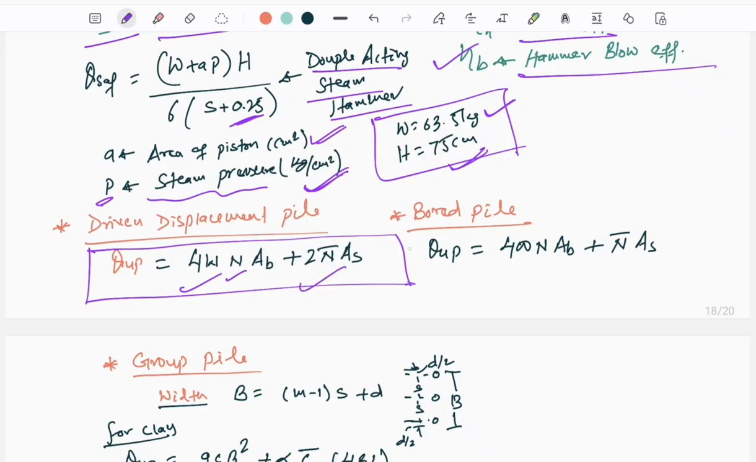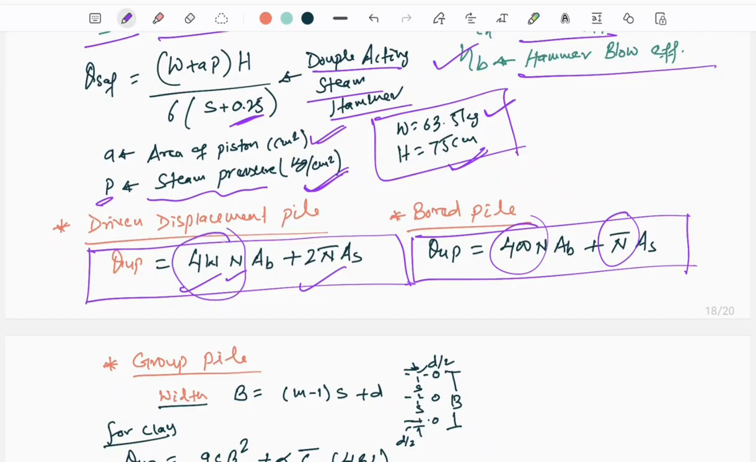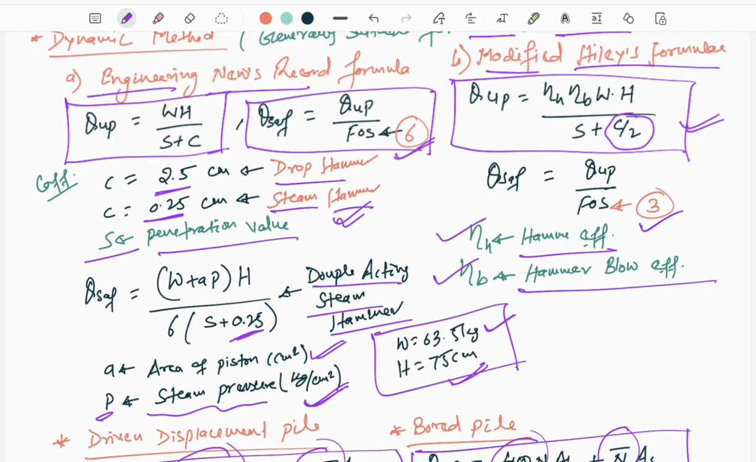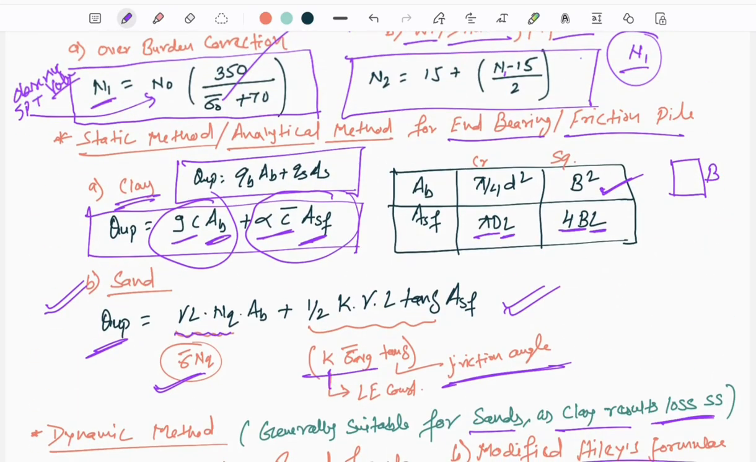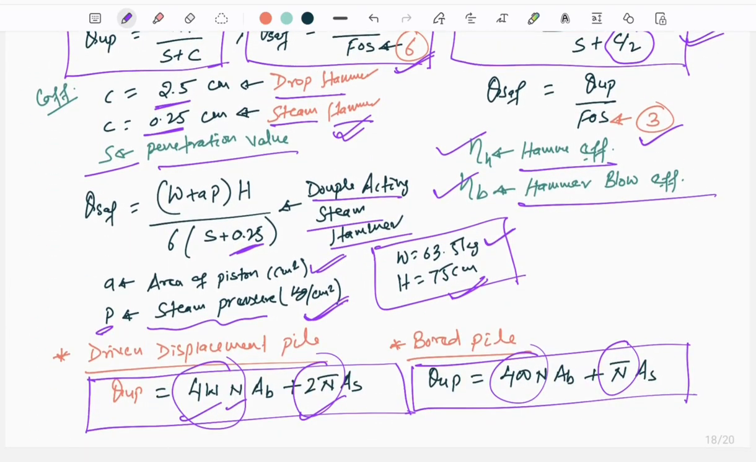Then for bored pile, QUP is equal to 400 into N into AB plus N into AS. Again, these all are the QB. This is the QS. Again, here is the QB. This is the QS. The formula will remain same, like in the starting of this, that is QUP is equal to QB into AB plus QS into AS. So based on that formula, this value may change.